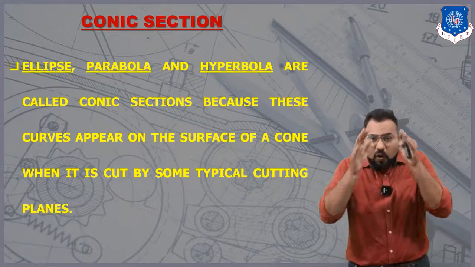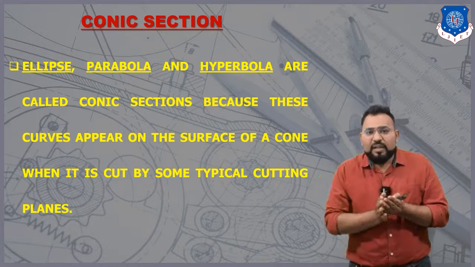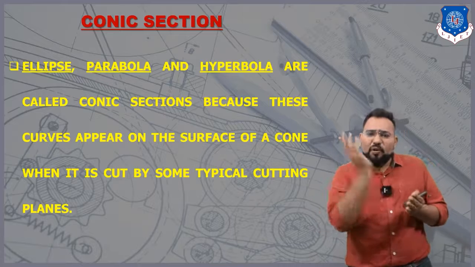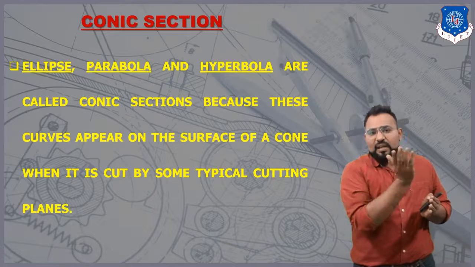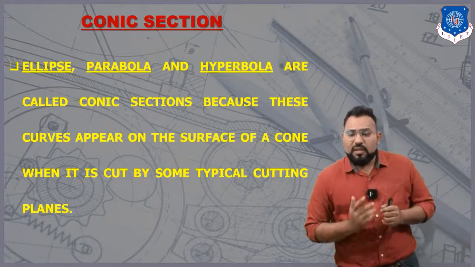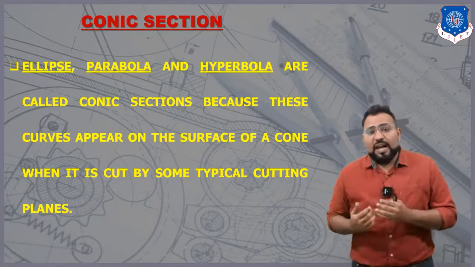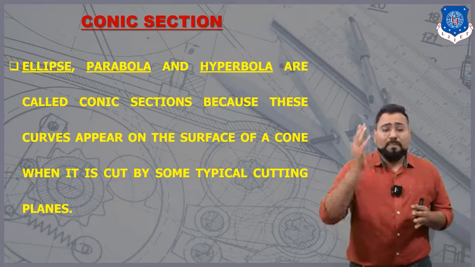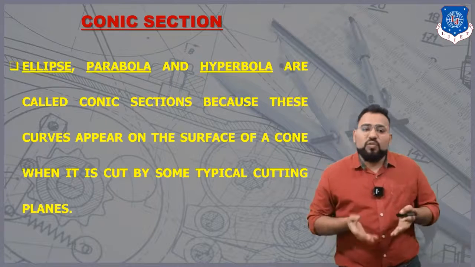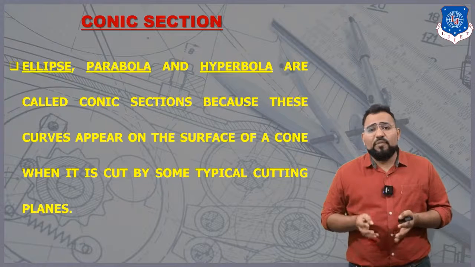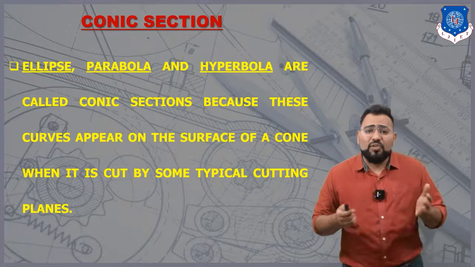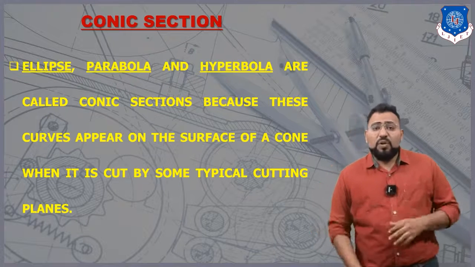So you have one cone over here and you are going to cut this cone by a cutting plane at a certain angle or at a certain position. After cutting this cone, there is some shape that appears on the surface of the cone. The shapes that we derive by cutting the cone are ellipse, parabola and hyperbola, and as these shapes are derived from the cone, that's why ellipse, parabola and hyperbola are called conic sections. But now the question comes to your mind, why is it so? Let me take you to the explanation.